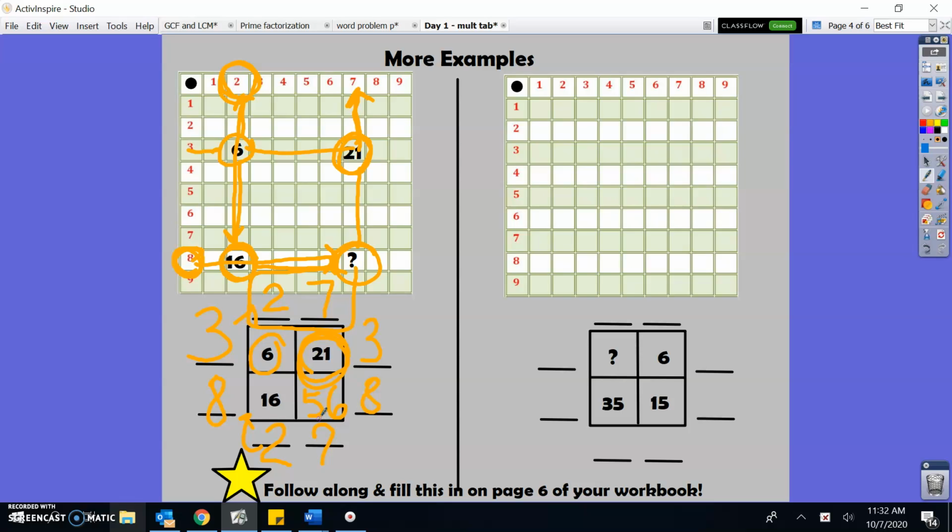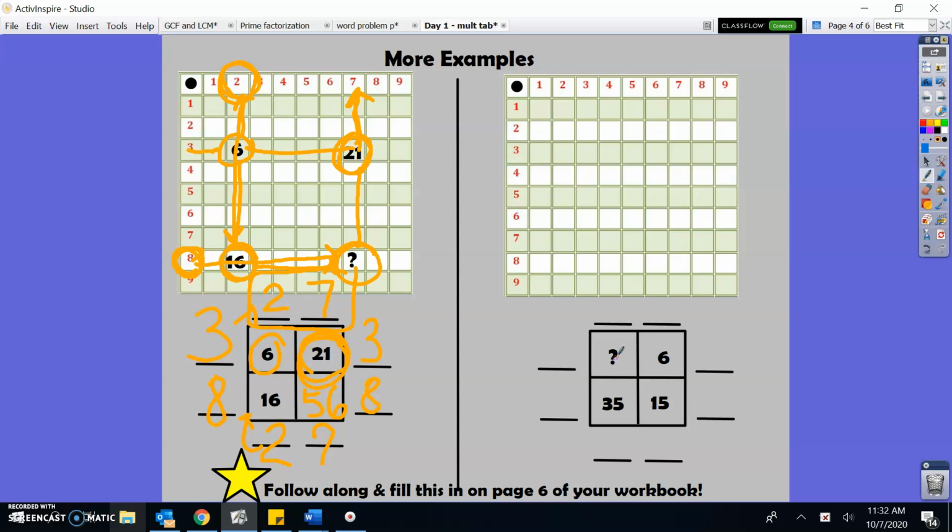So I would like you to actually try this example completely on your own, practicing filling in and finding that missing number in our factor puzzle. So pause the video and take a few minutes right now to fill that in at the bottom of page 6 in your workbook.